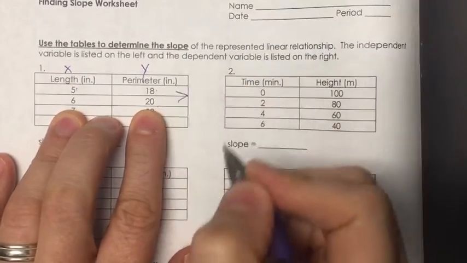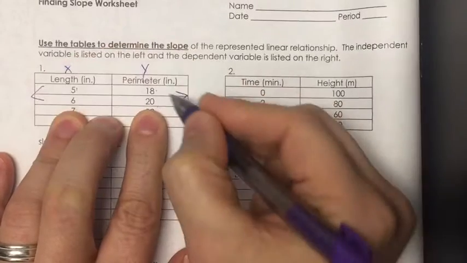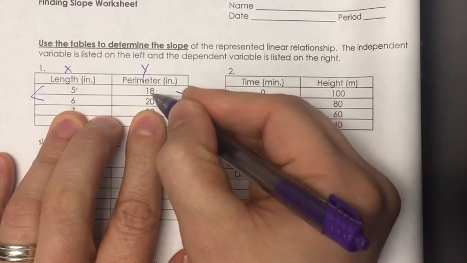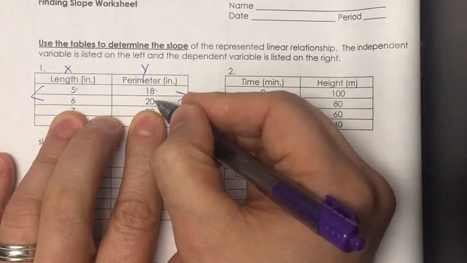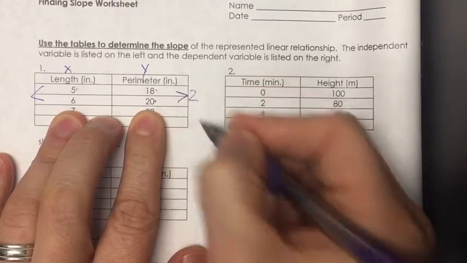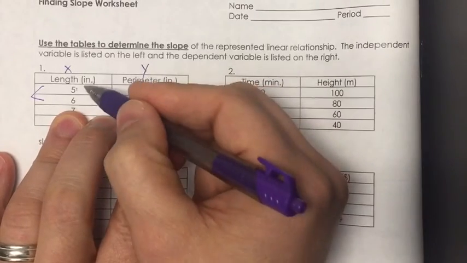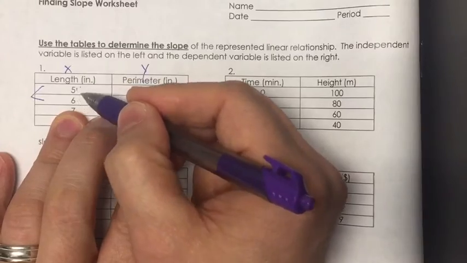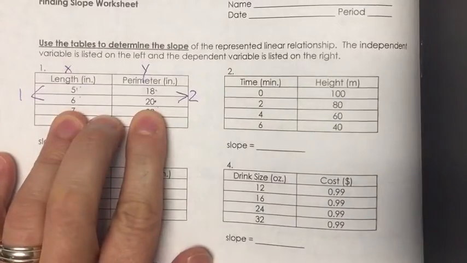We have to look over here and see, how's my y changing? Well, it's going from 18 to 20. It's getting bigger by 2, so that's a positive 2. The x is getting from 5 to 6, getting bigger by 1, so it's a positive 1, okay?